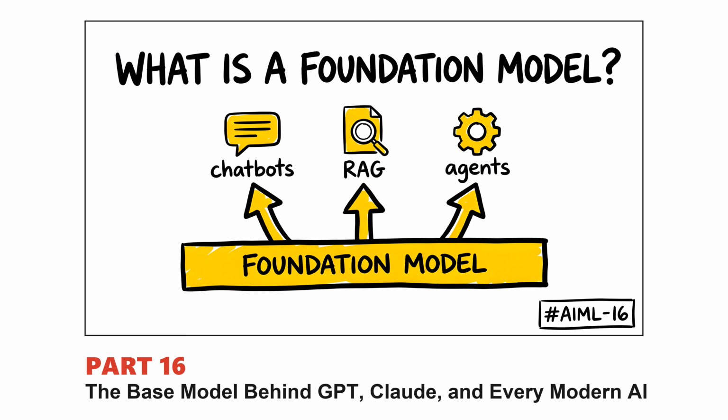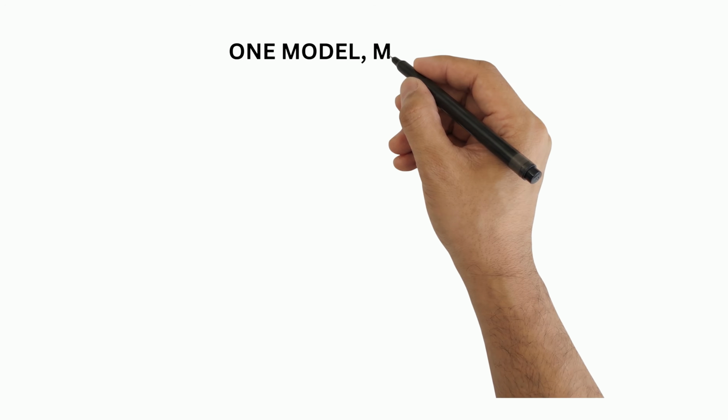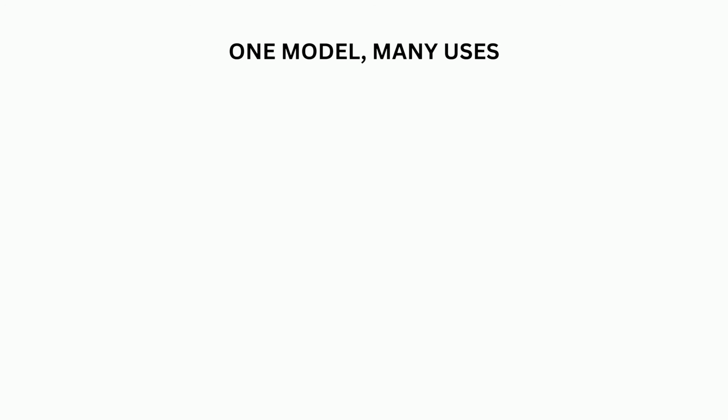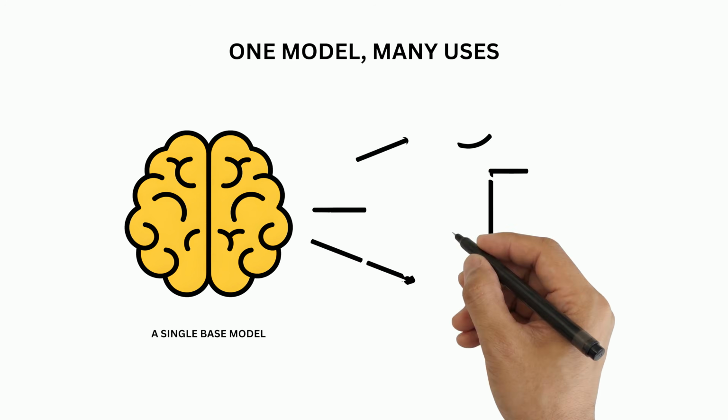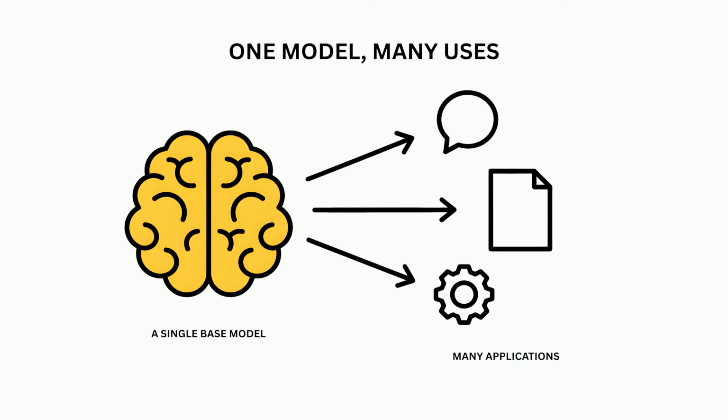Part 16. The base model behind every modern AI. Last video, we covered AI agents, LLMs wired up with tools to reason, act, and observe. But that raises a question. Where does the underlying model itself come from? Most of the systems we've discussed in this series, chatbots, fine-tuned classifiers, RAG pipelines, agents, are all built on top of the same kind of starting point, a foundation model.